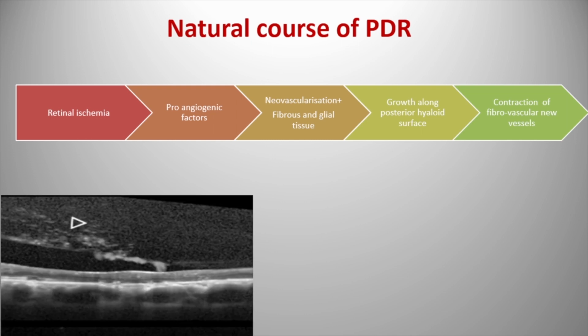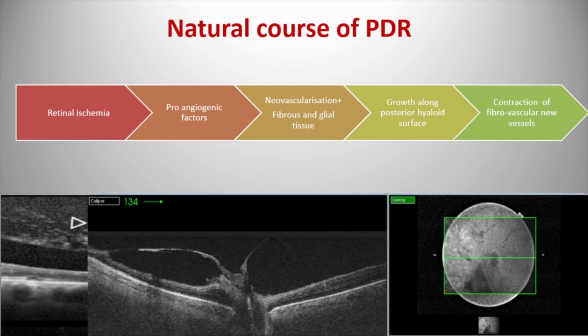In this image, we can see new vessels elsewhere, which are growing along the posterior hyaloid surface with some intragel hemorrhage, which has occurred spontaneously. This is an OCT scan of an NVD with a thick posterior hyaloid, some traction, and inclusion of the NVD within the posterior hyaloid surface.